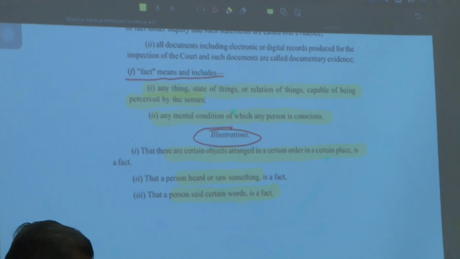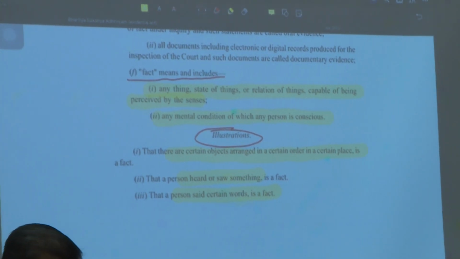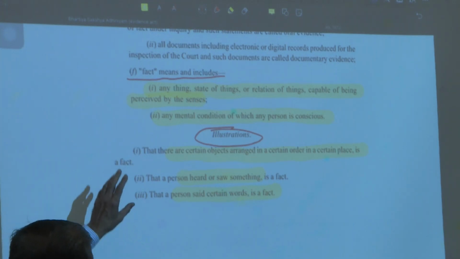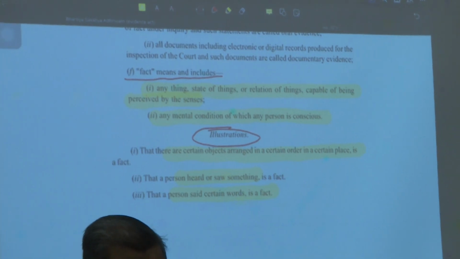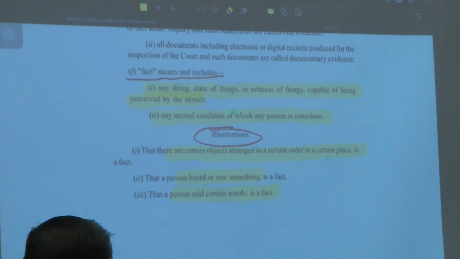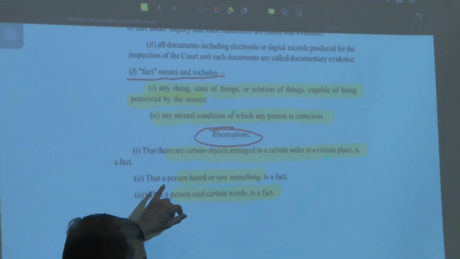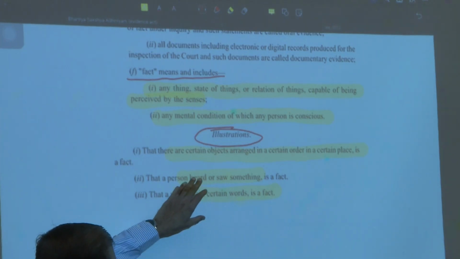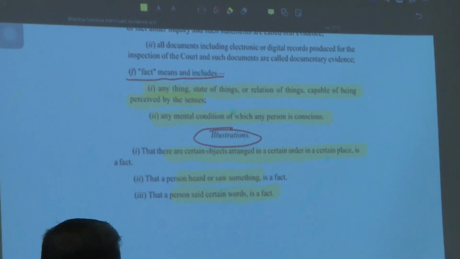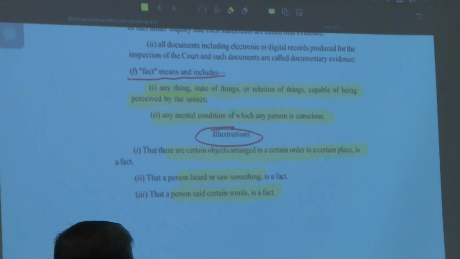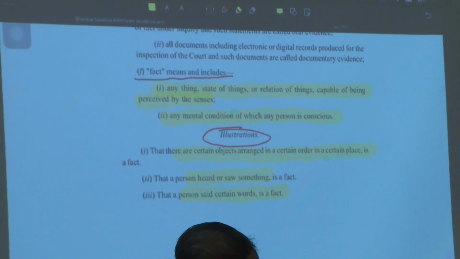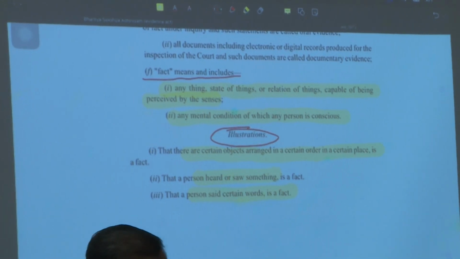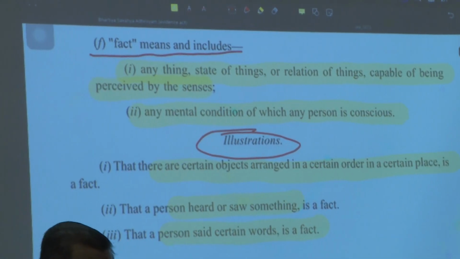Now we'll do a separate thing on the Evidence Act, but let me tell you this, when you're reading the Evidence Act, this section has the substantive portion, the illustrations will explain it to you. That's the way to read the Evidence Act, both. Now, these are illustrations. Let's just look at them, there are 5 of them. There are certain objects arranged in a certain order. Here's a table, here's a book, here's a spectacle case, here are specs, here's a glass. Is a fact.